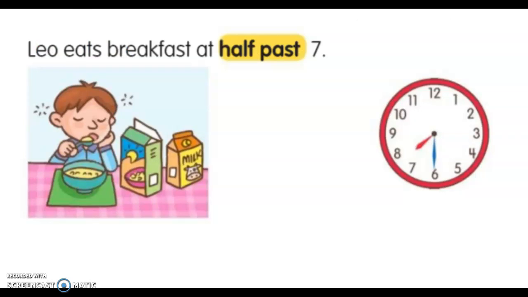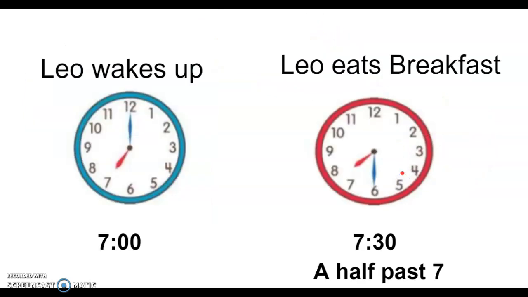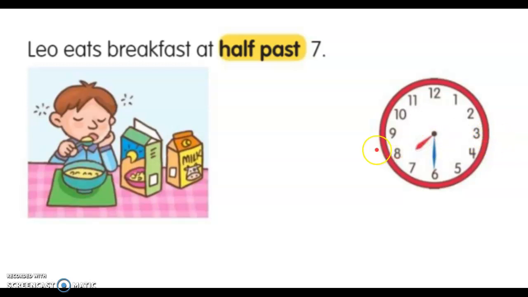Leo eats breakfast at 7:30. There's one of our vocabulary words, half past. So let's look at the clock. So we have our hour hand, which is right here. It's pointing in between the 7 and the 8, which means that it's not at 8 o'clock yet. It's still 7. It's half past 7, or 7:30, because half of the hour has already gone by.